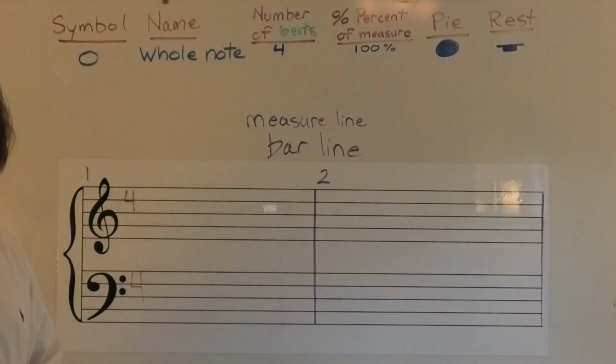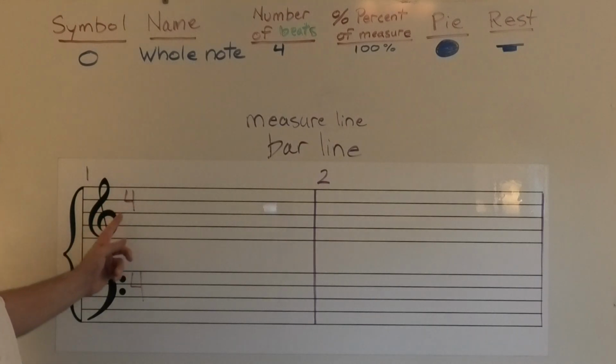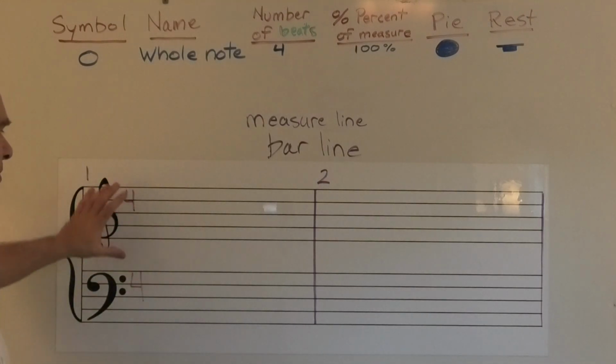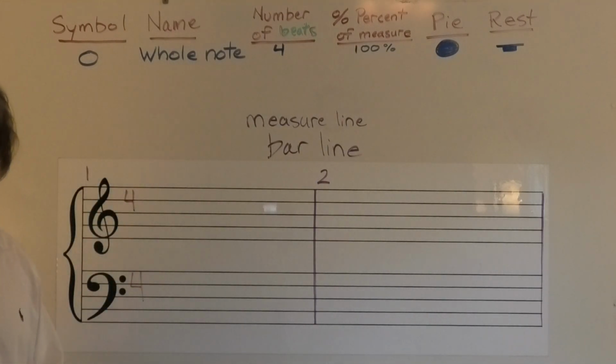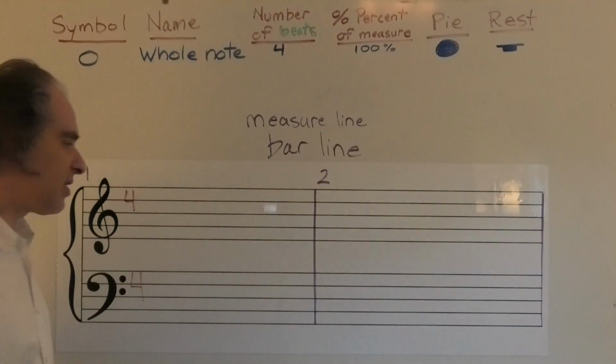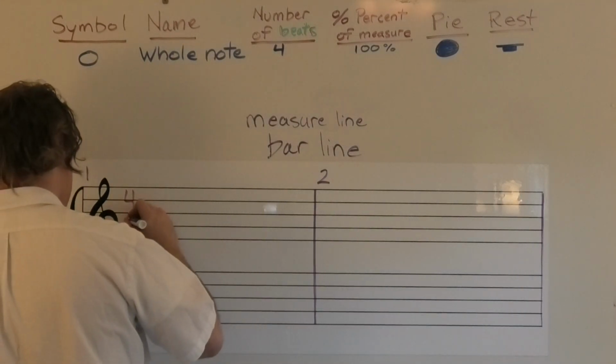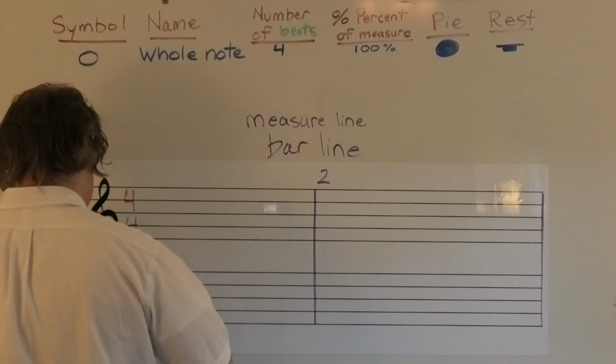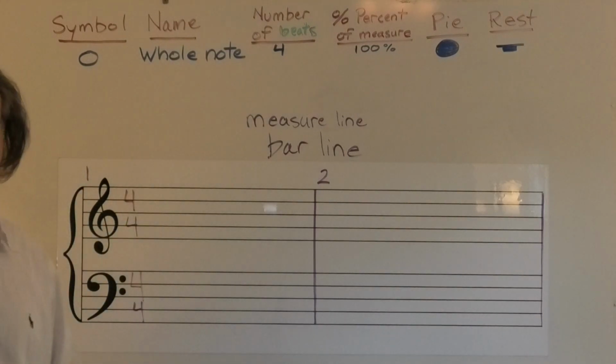That's the meter, number 4. The meter is the top number in the time signature. We'll put the meter on the treble staff and the bass staff, but it's the same meter. It's not 2 different meters. And then we'll put the bottom number in the time signature. We don't have to worry about what that is. It's a relic from the past.